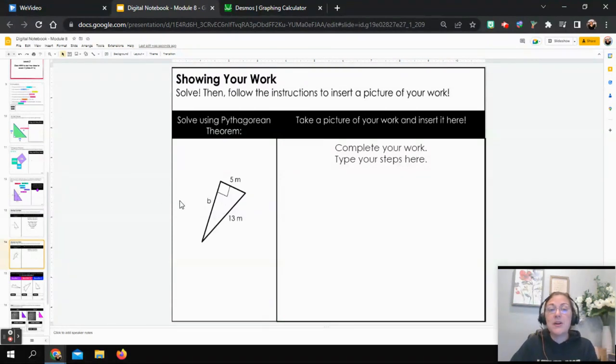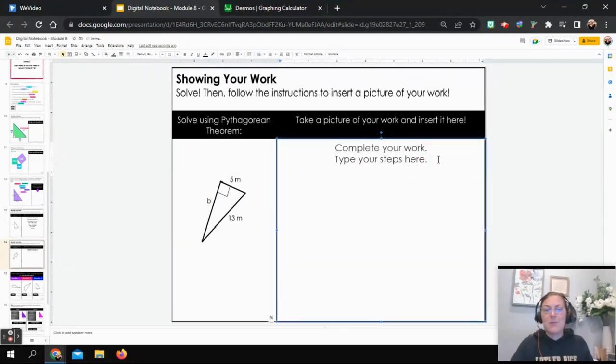I want you to see in this one that we are trying to find side B. So let's do our steps the same way. So I've got A is going to be the leg, which is 5. B, I don't know. And C is 13. So again, I'm going to use those little carrots to help me type my Pythagorean theorem. And let's substitute our values. So I've got 5 to the second plus B to the second equals 13 to the second.